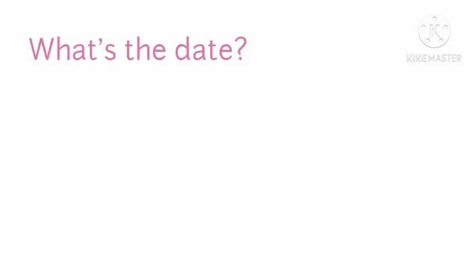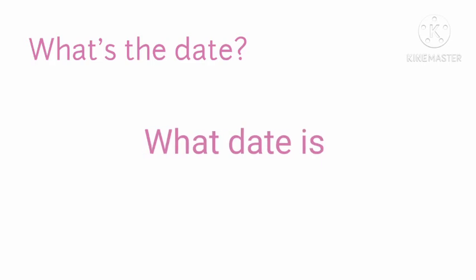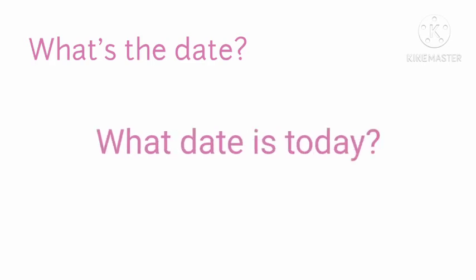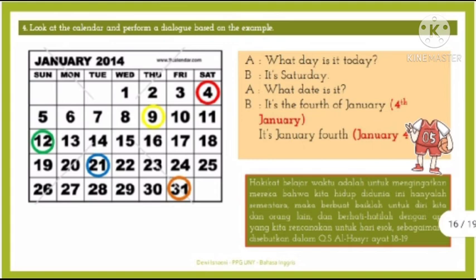To ask about that, we can say, what's the date? Or, what date is today? Today is the 1st of January. And here I have a calendar that later you will use to perform a dialogue with your partners. Now I will give you an example. A student: What day is it today? It's Saturday. What date is it? It's the 4th of January. Or it's January 4th.